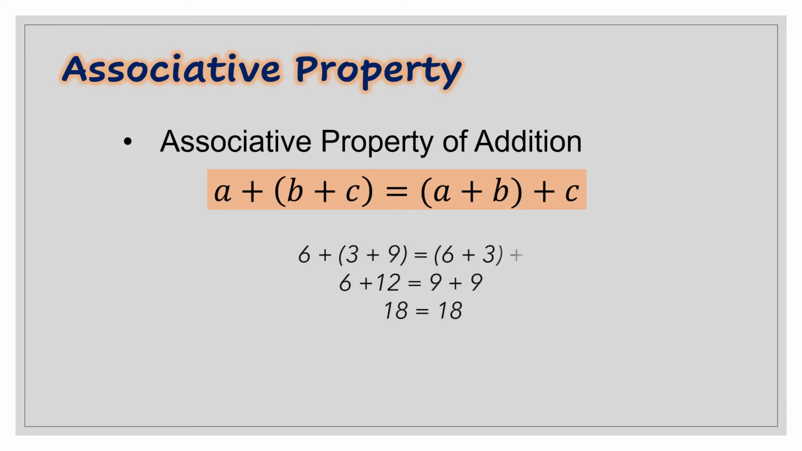Example, if you have 6 plus the quantity 3 plus 9, dapat mong unahin ang 3 plus 9 dahil yon ang nakaparenthesis. It will give you 12, and then tsaka natin i-add sa 6. Kaya natin nakuha yung 18. By associative property, pwede mong unahin ang 6 plus 3, which will give you 9, and then tsaka i-add ang isa pang 9. So 18. So notice, 18 parehas ang sagot. Hindi nagbago yung sum natin kahit na in-apply natin ang associative property of addition.